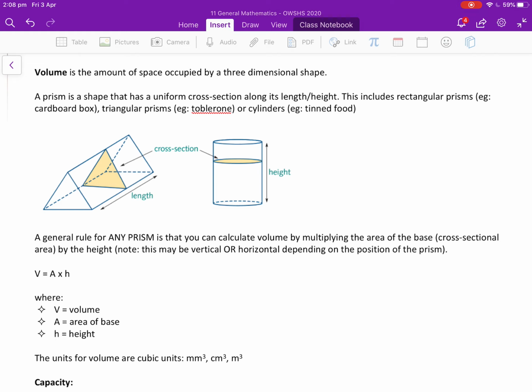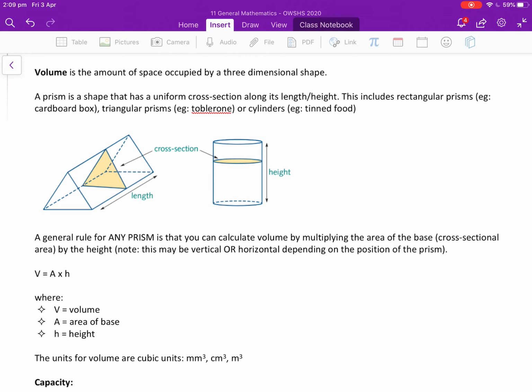Volume is the amount of space occupied by a three-dimensional object. A prism is a shape that has a uniform cross-section along its length or height. This includes rectangular prisms, for example a cardboard box, triangular prisms such as a block of Toblerone, and in the diagram we can see below, or cylinders, for example your tin of Milo or other various tin food, or maybe a water tank. And again seen in the diagram below.